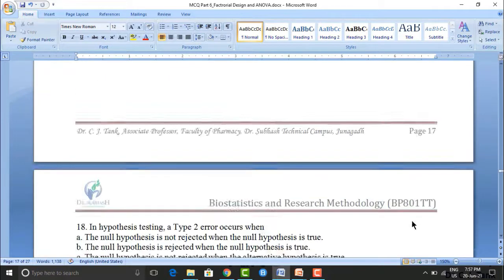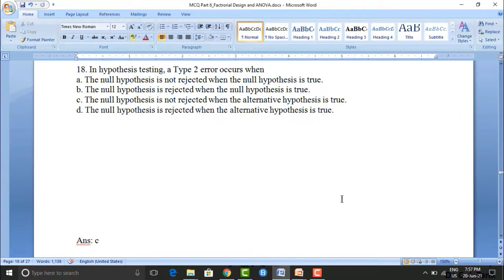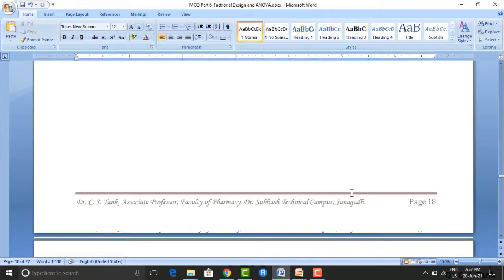Next question. In hypothesis testing, a type 2 error occurs when option A, the null hypothesis is not rejected when the null hypothesis is true. Option B, the null hypothesis is rejected when the null hypothesis is true. Option C, the null hypothesis is not rejected when the alternative hypothesis is true. And option D, the null hypothesis is rejected when the alternative hypothesis is true. Here the correct answer is C, that means the null hypothesis is not rejected when the alternative hypothesis is true. The next question.